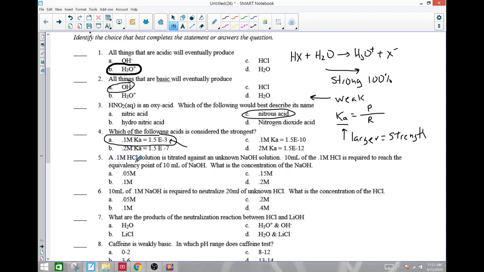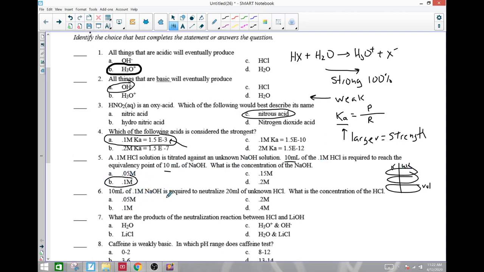A 0.1 molar HCl solution is titrated against an unknown NaOH solution. 10 milliliters of 0.1 molar HCl is required to reach the equivalency point of 10 milliliters of NaOH. What's the concentration? Well, we've done a bunch of these already. Hopefully it's not the first time you see these, but the volume's the same in the known unknown table. If the volumes are the same, then the concentrations are the same and the moles are the same. So if this is 0.1, this also needs to be 0.1.